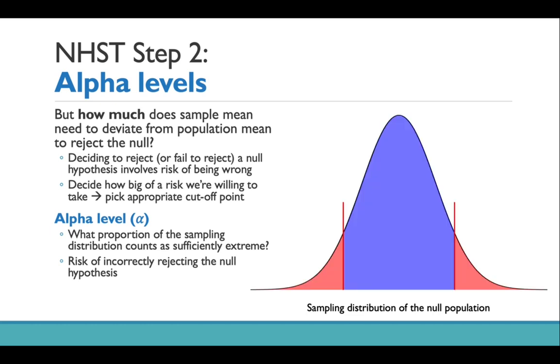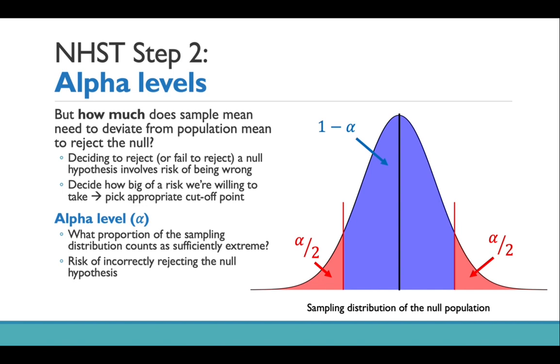So here we have our sampling distribution of the null population, just like we saw on the last slide. This line here represents the mean of this distribution, which again is the mean of the population. The part of this distribution that's shaded in red is known as the critical region. That's the proportion of the distribution that we consider to be sufficiently extreme to reject the null hypothesis. The amount of this curve that's colored red adds up to alpha. In this case, because there's a little bit on the upper and lower end of the distribution, each of those areas is half of our total alpha value.